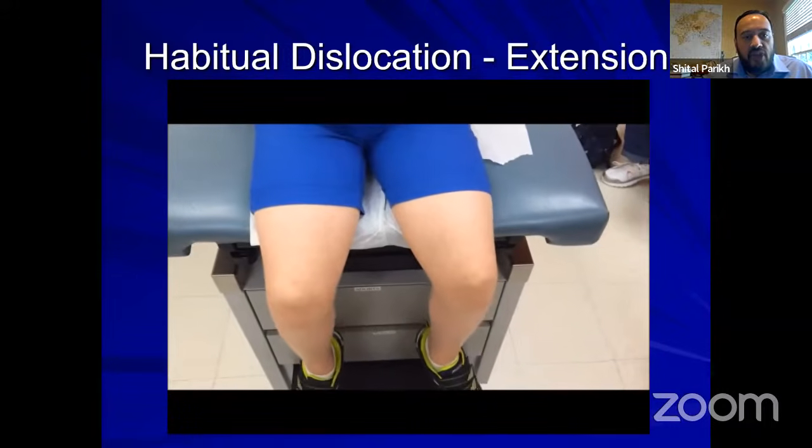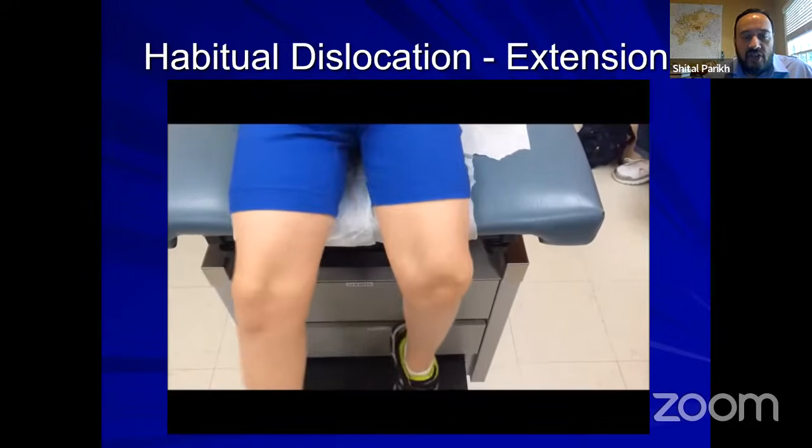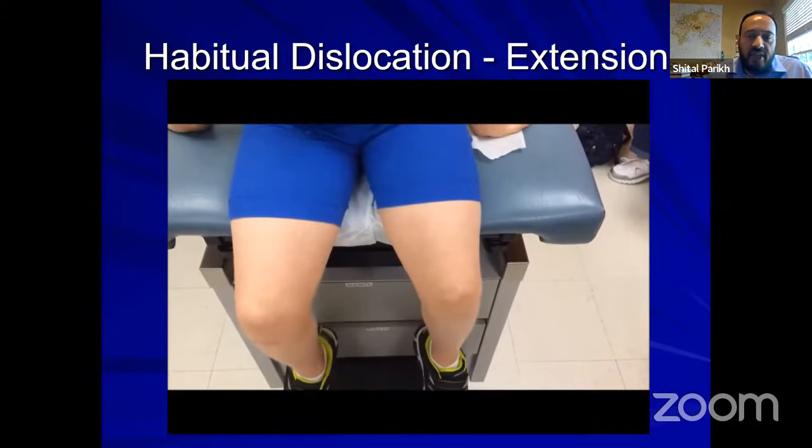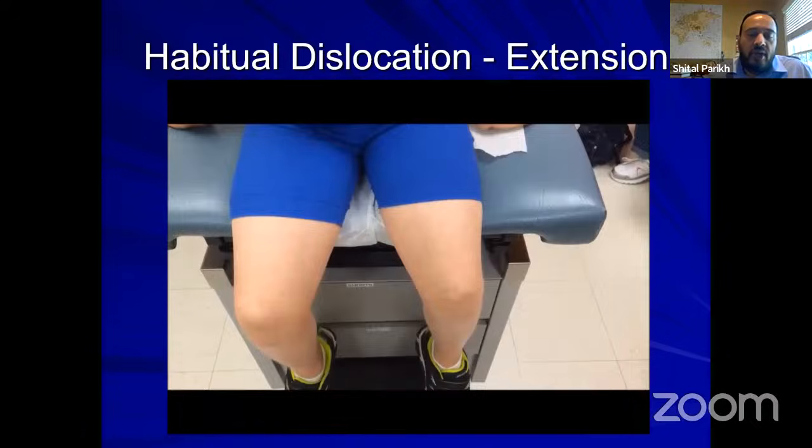So how do you differentiate habitual dislocation in extension from an exaggerated J sign? Because a J sign is also present when you extend the knee. In habitual dislocation in extension, the patella does not come back into the groove in the first 30 degrees, that is from 0 to 30 degrees, whereas with a J sign, the patella would come back as soon as you start to flex. In habitual dislocation, the patella tends to remain out of the groove till you flex deeper, more than 30 degrees.